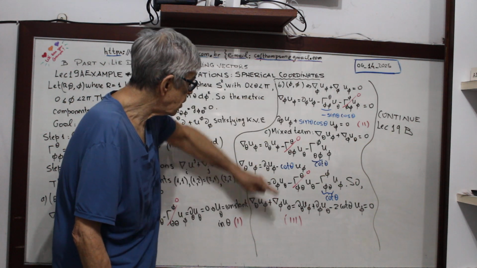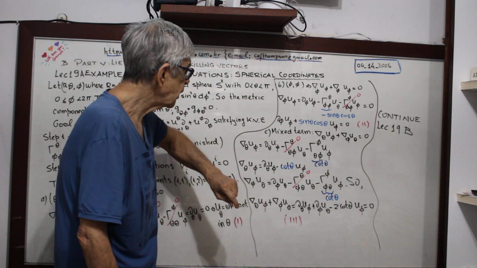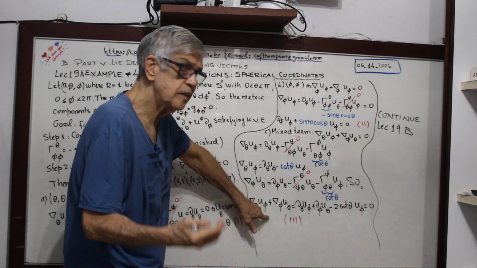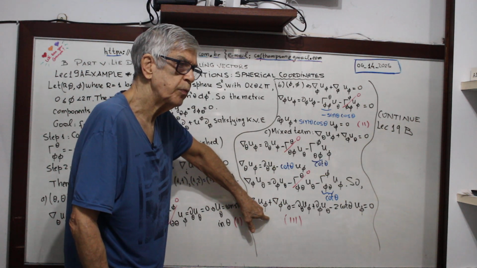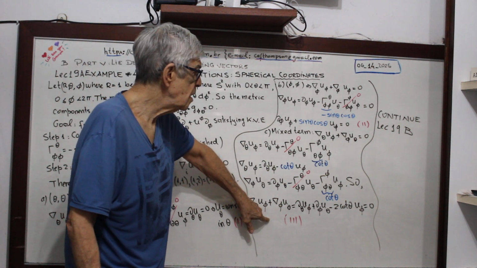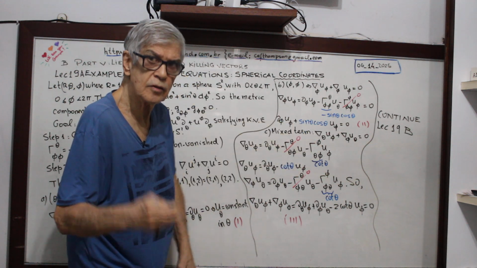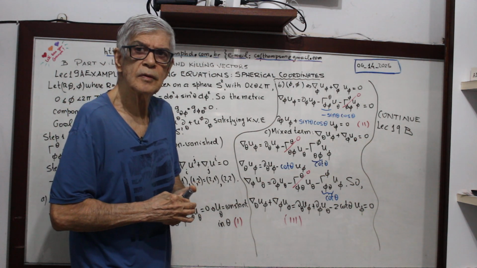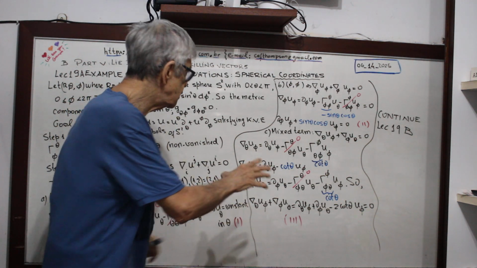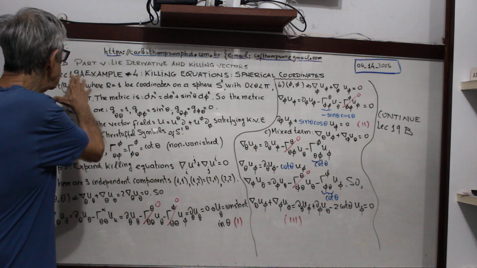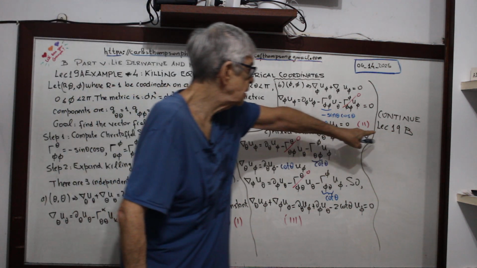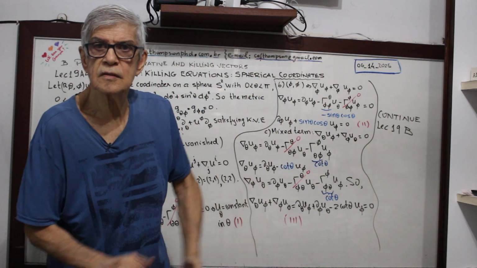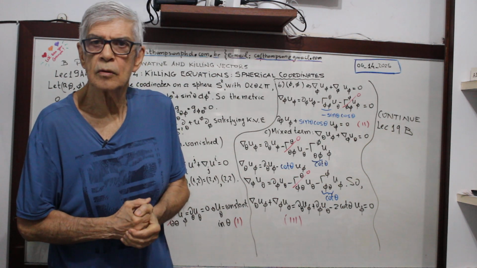So I have the three equations, 1, 2, 3. In the next lecture I will obtain the contravariant components u phi and u theta. Then I use the metric, and then I'll solve the differential equation. That's lecture 19A, and next is lecture 19B, which will continue on this example number 4.